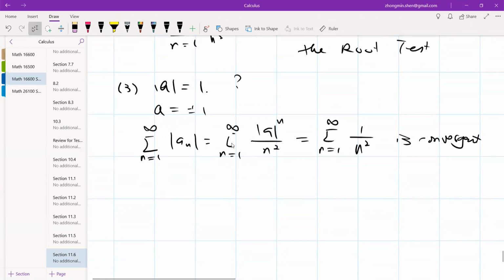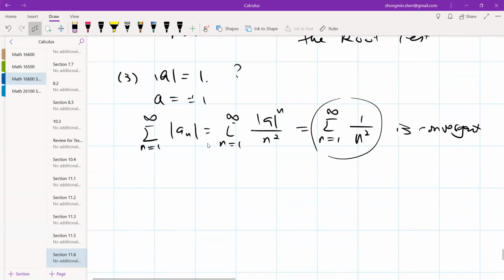Now, there was a student who, for some reason, always used the ratio test to try to figure out all the problems. But it doesn't work. If you use the ratio test to study this series, it's inconclusive. You cannot get any conclusion because the limit is always equal to 1.